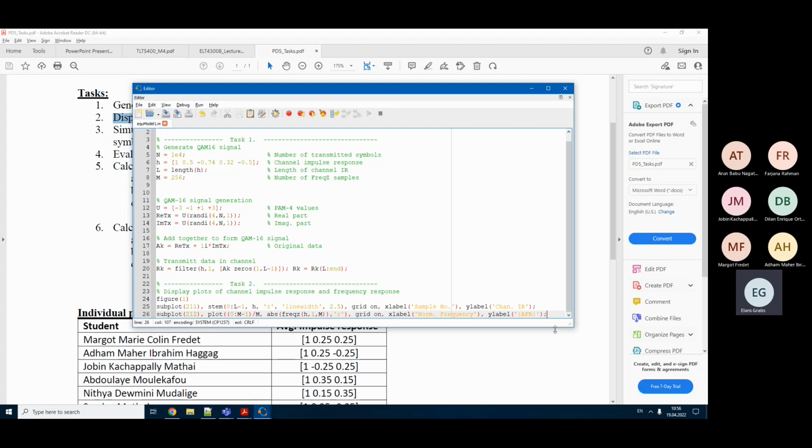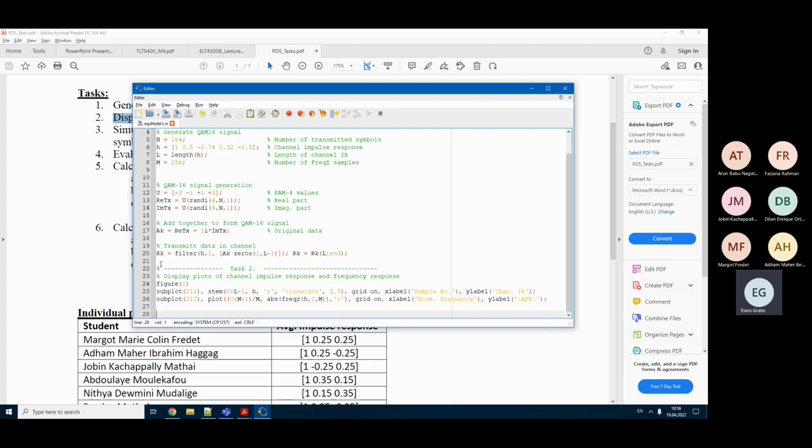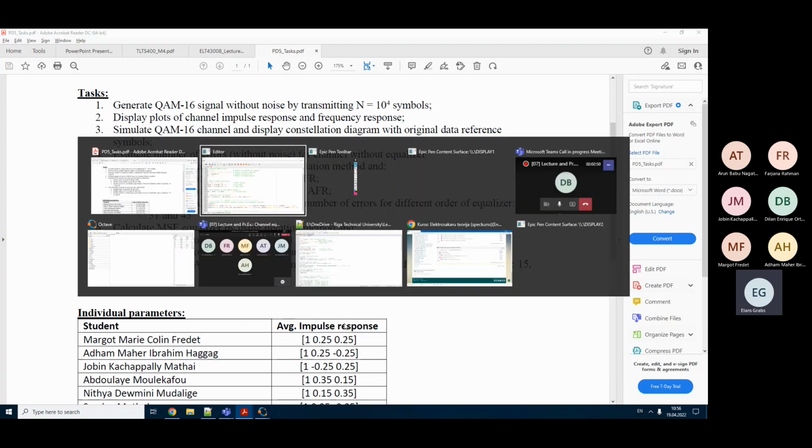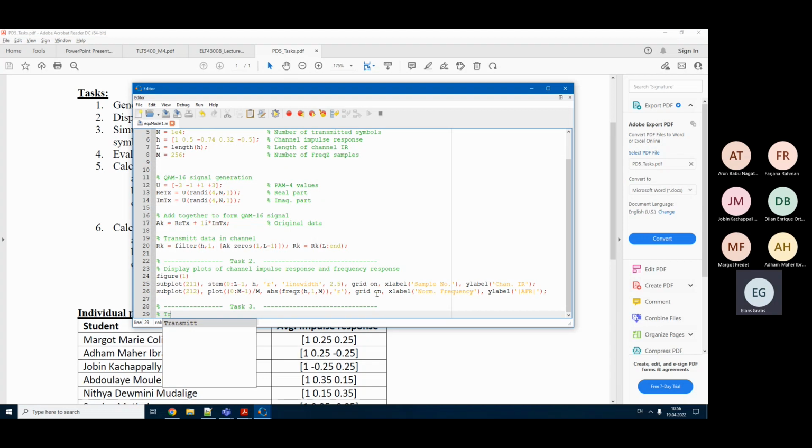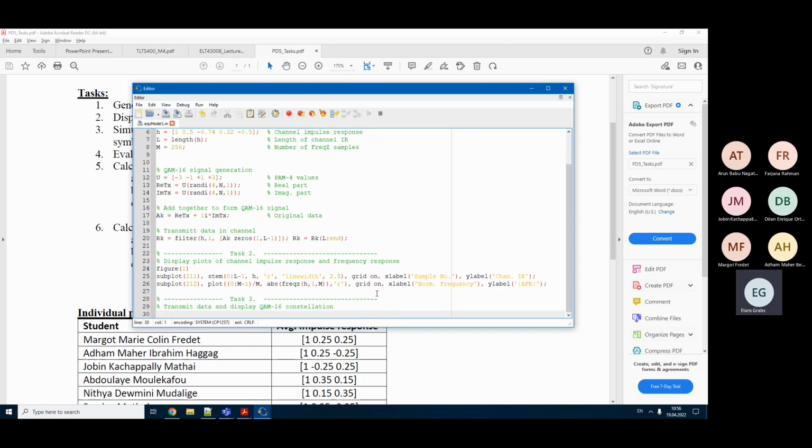Okay, so now let's go to task 3. And task 3 is to actually simulate the channel and display the constellation. So transmit data and display the QAM-16 constellation. So we have already transmitted data. Now we need to display this data. And accordingly, this is going to be our figure 2.